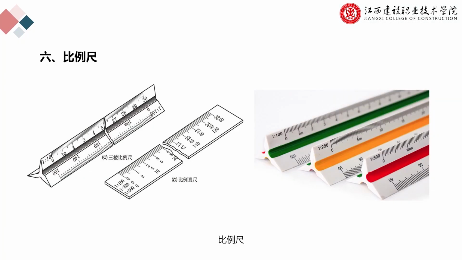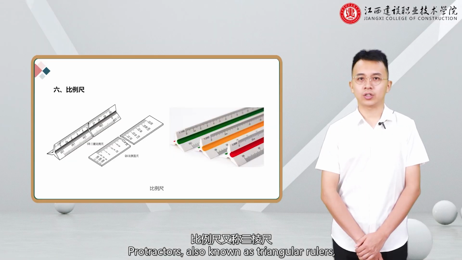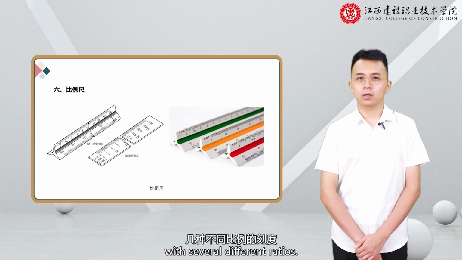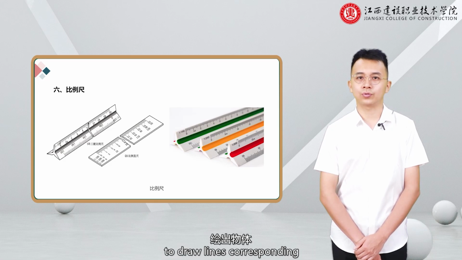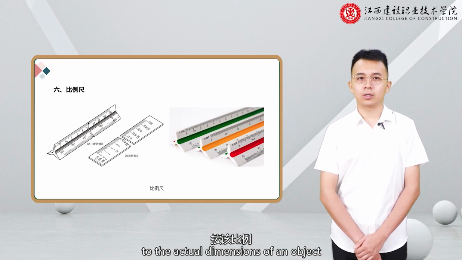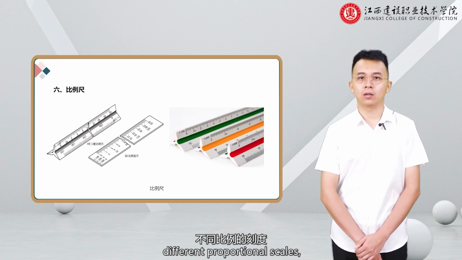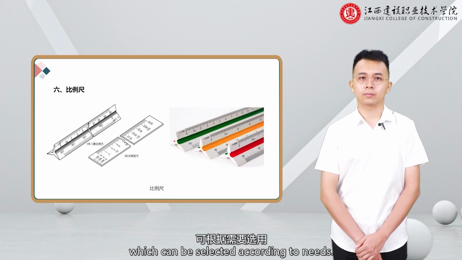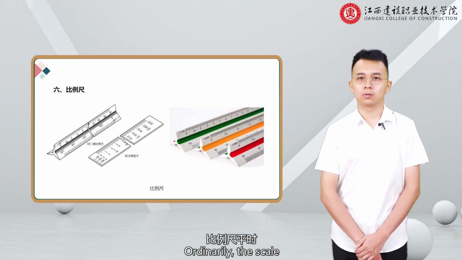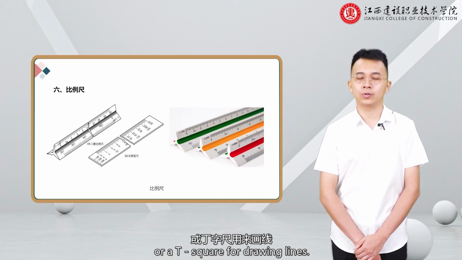Sixth, protractors. Protractors, also known as triangular rulers, have scales engraved with several different ratios. They can be used directly on the drawing paper to draw lines corresponding to the actual dimensions of an object, according to the specified ratio, without the need for calculations. The commonly used scale is generally engraved with 6 different proportional scales, which can be selected according to needs. Ordinarily, the scale should not be used as a set square or a T-square for drawing lines.